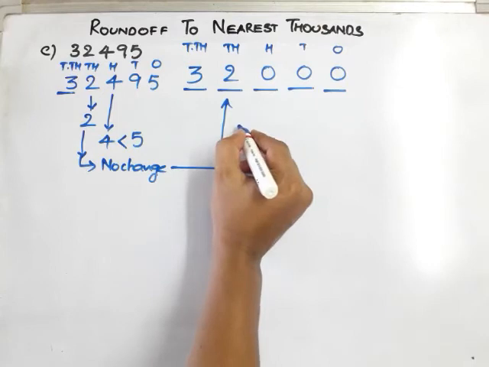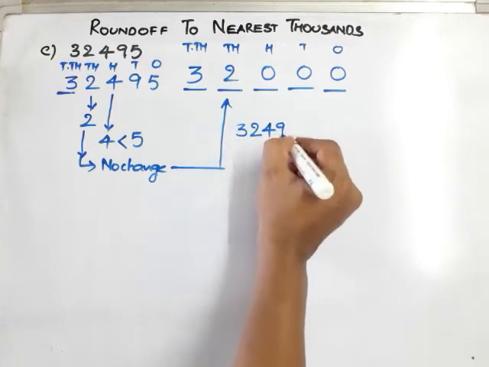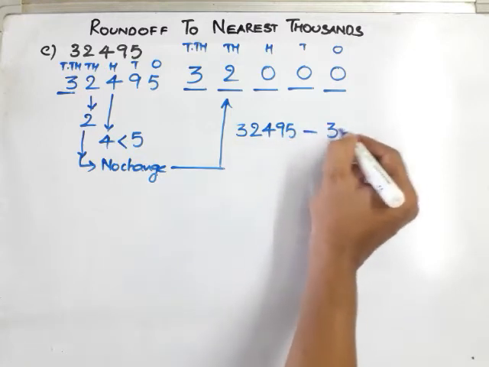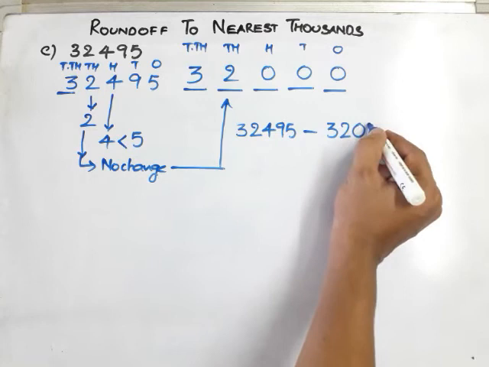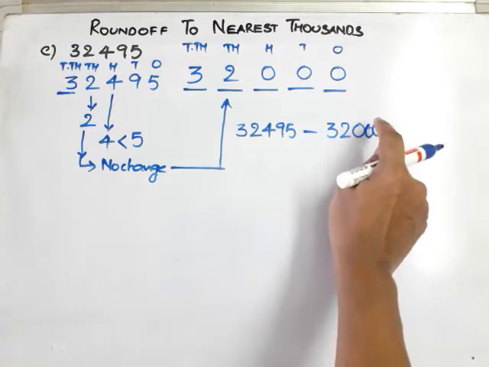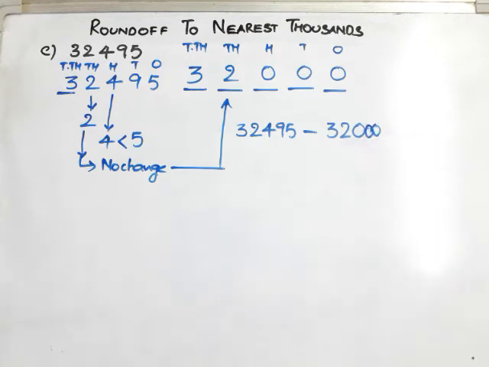Therefore, the rounded off value of 32,495 is 32,000. Okay, 32,000. So shall we move to the next one? This is 32,000. Now let us move to the next one.